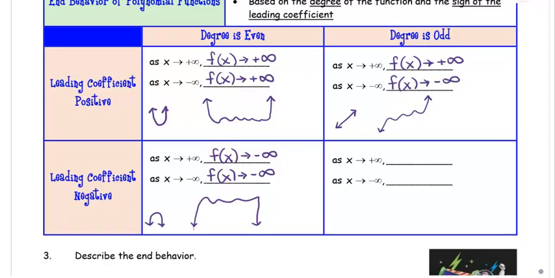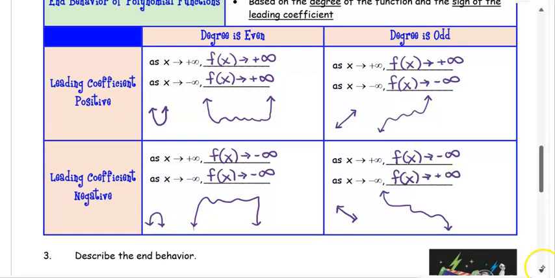Now again, if the degree is odd, think about a line, but now the leading coefficient is negative. Think about a negative sloped line. It's going to follow something like that. The graph can bounce up and down as much as it wants in the middle, but in the end it's going to follow what a negative sloped line does. So as x approaches positive infinity, f of x approaches negative infinity since it's going down. As x approaches negative infinity, f of x approaches positive infinity since it's heading up there.